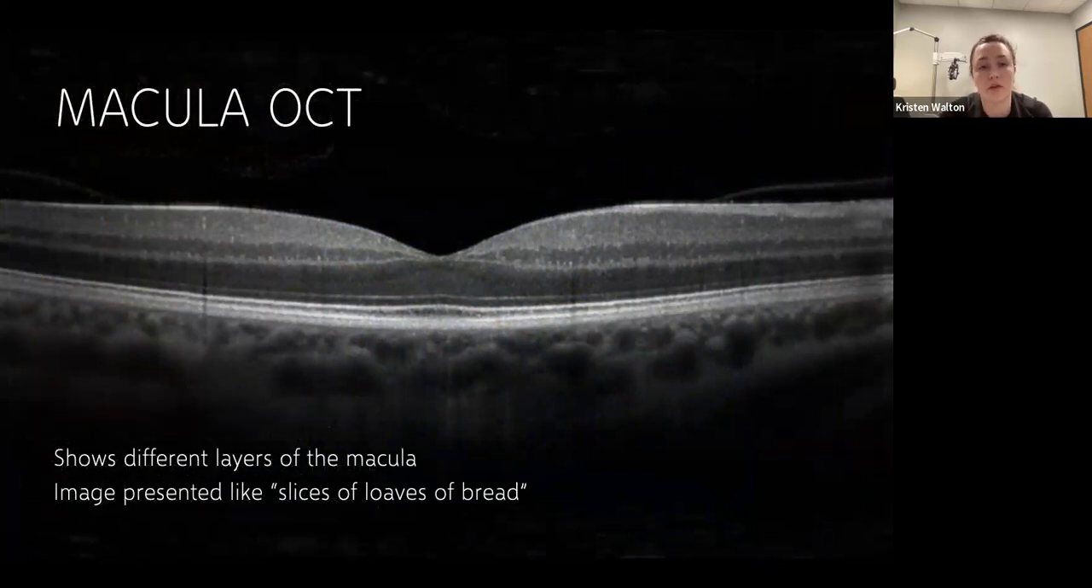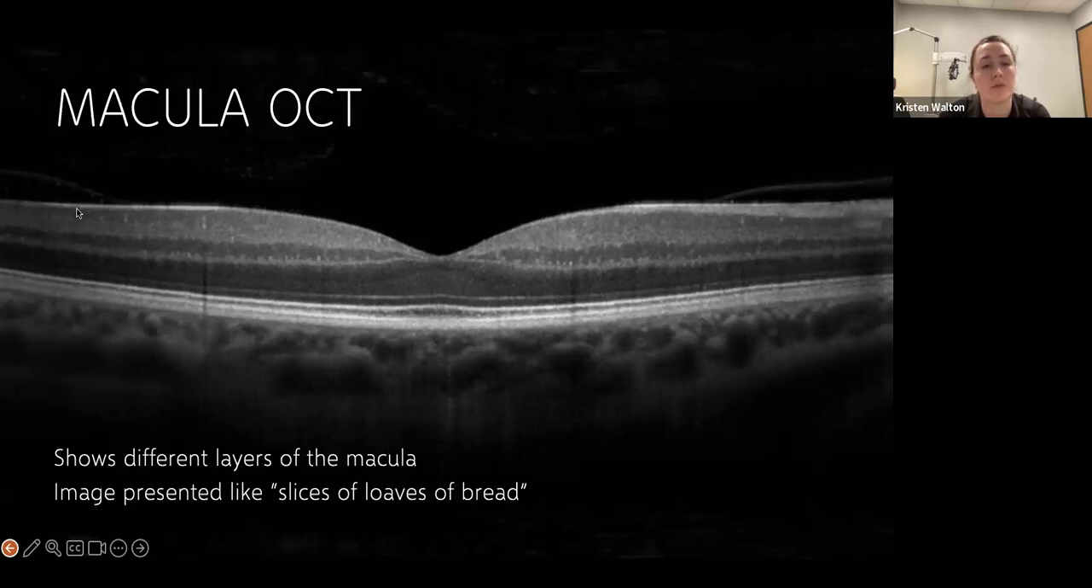This, of course, is a macular OCT. We can see that little dip in the center is the fovea. So it shows all the different layers that are present. 10 different layers in the retina. The very bottom layer, we're looking at our RPE. And then we've got another hyperreflective layer, which is our photoreceptor layer.